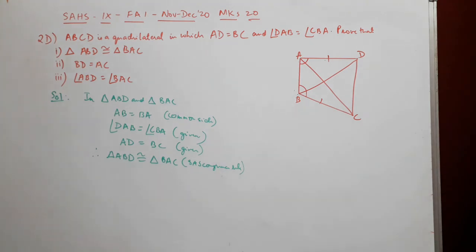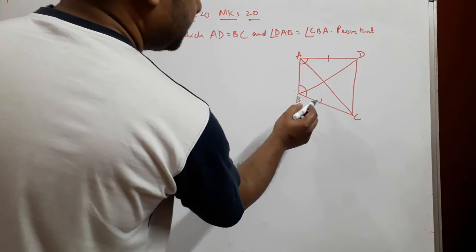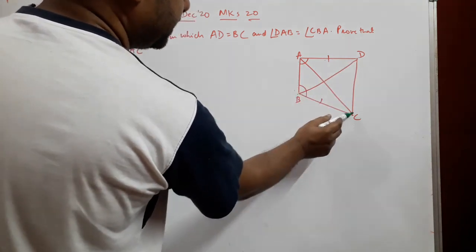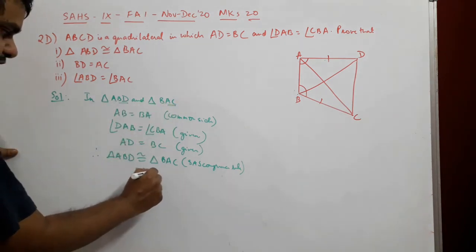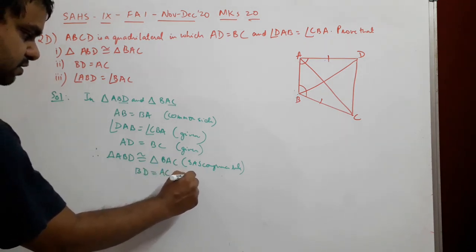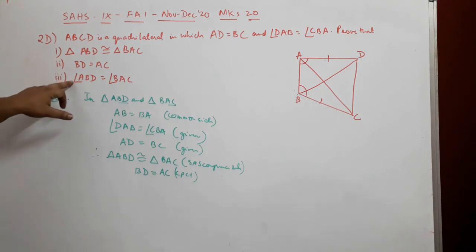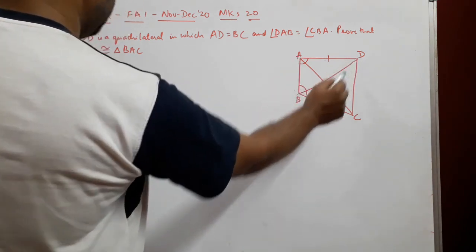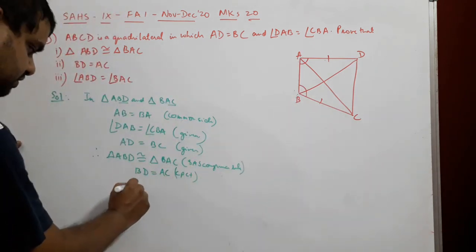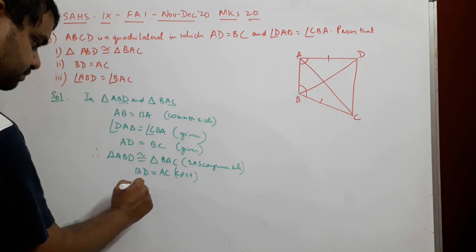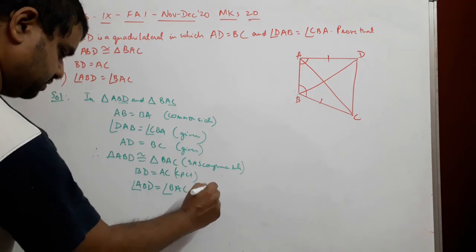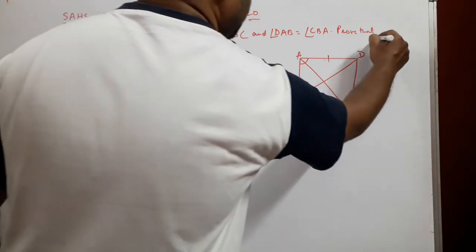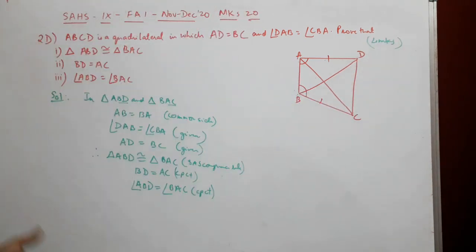Now that we have got the two triangles congruent, we can take BD is equal to AC as CPCT. And we can also take angle ABD equal to angle BAC, CPCT once again. And this has got 4 marks. So with this we prove this particular proof.